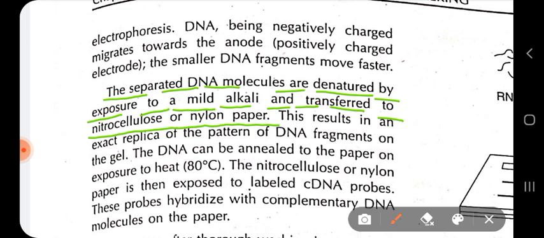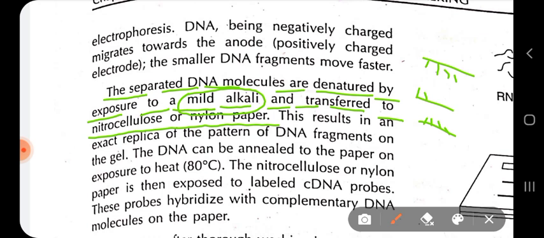Well, the DNA fragments which are now present in the agarose gel during electrophoresis, now that gel is treated with mild alkali solution. So a mild diluted alkali solution is applied to that gel slab which contains our mixture of DNA fragments. Now why do we add mild alkali? To denature the DNA so that the DNA becomes single stranded fragments.